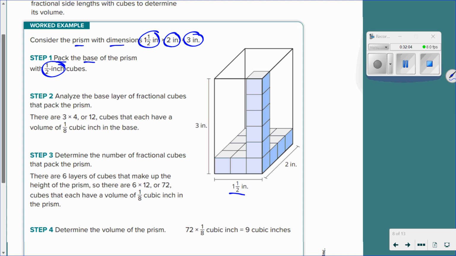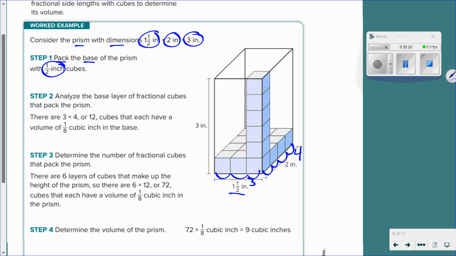Gigi? 3. You can see it. 1, 2, 3, correct? So it takes 3 cubes. How many cubes do I need to pack for 2 inches? Vivian? 4. 1, 2, 3, 4. So I have 4 cubes going back.